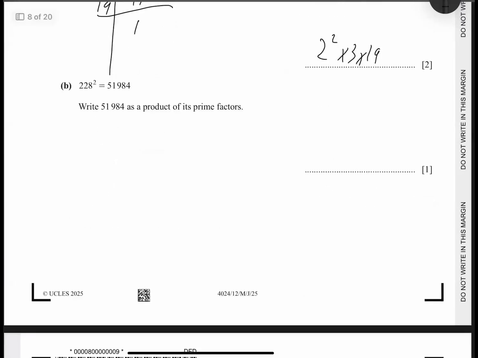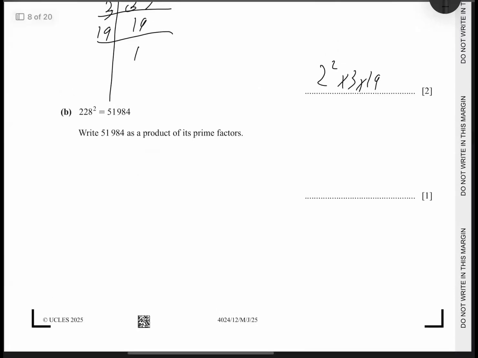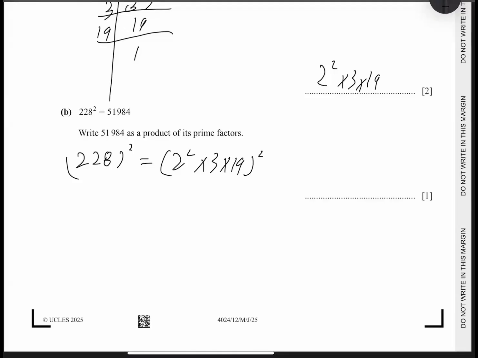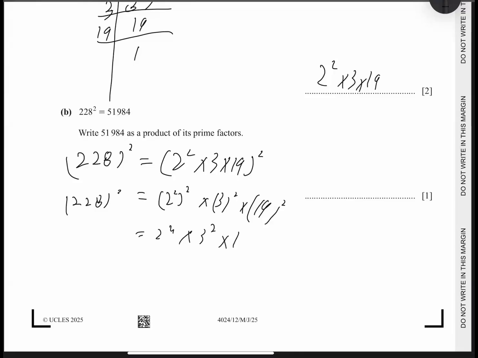228 squared is equal to 51984, right? 51984 as a product of its prime factors. So 228 whole square is equal to 2 square into 3 into 19 whole square, right? So 228 whole square is equal to 2 square into 3 whole square into 19 whole square. So 2 power 4 into 3 square into 19 power 2. And that is your answer.